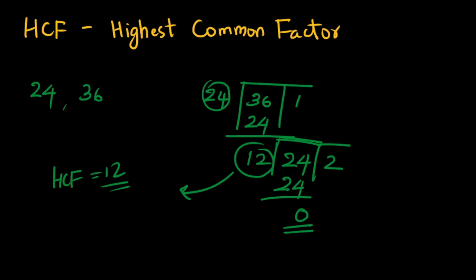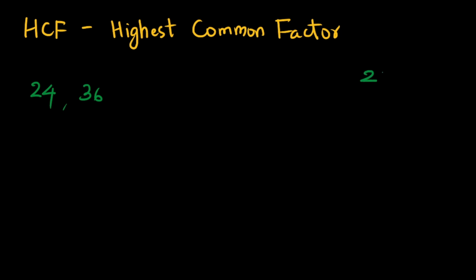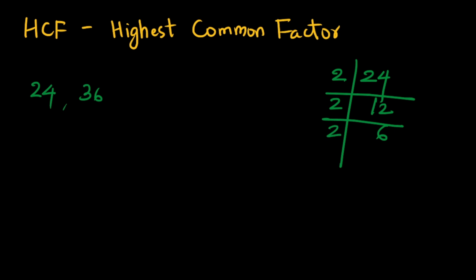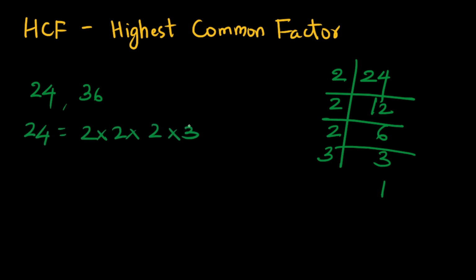You can do long division and find HCF, or maybe you can do some other method. But doing prime factorization is much easier to find HCF. So how to find HCF using prime factorization? I'll show you. We'll do the prime factorization of 24. 24, twos are 12. Again, twos are 6, because 6 twos are 12. Then 2 here, again you'll get 3. Again 3, you will get 1. So 24 can be written as 2 into 2 into 2 into 3.